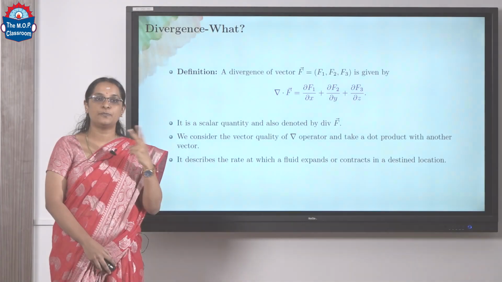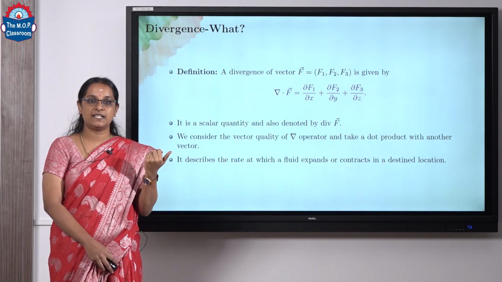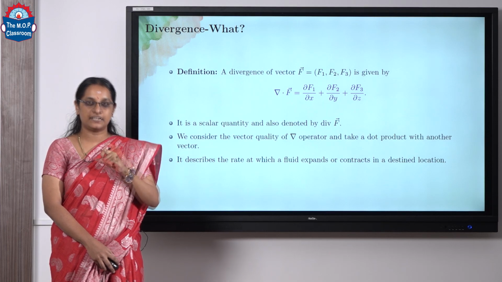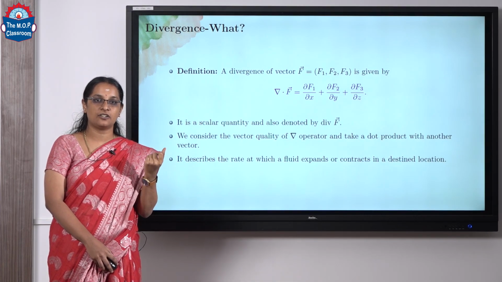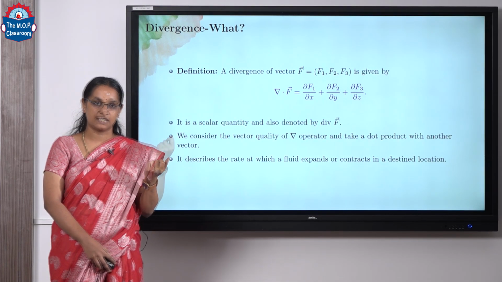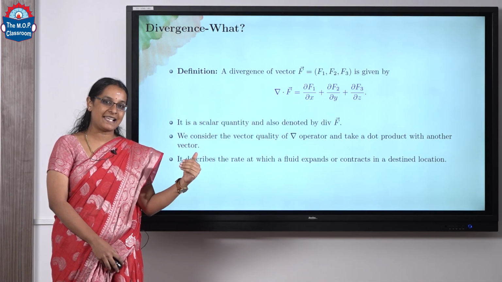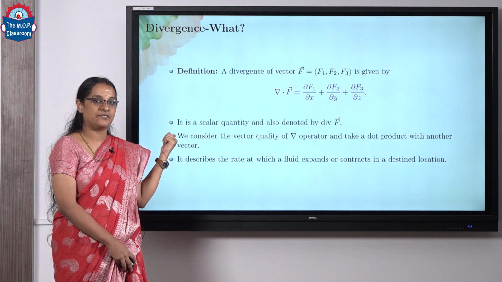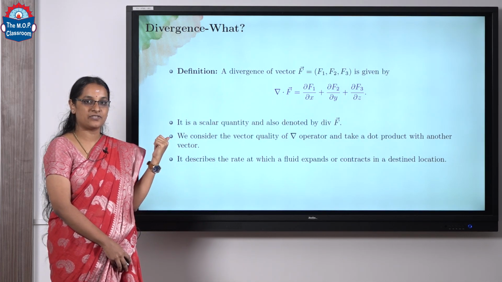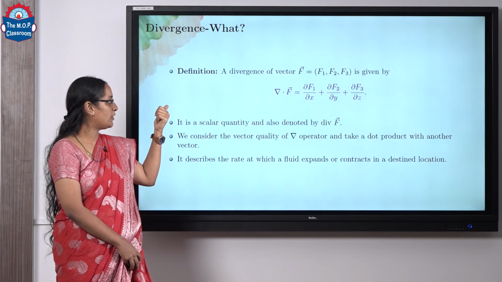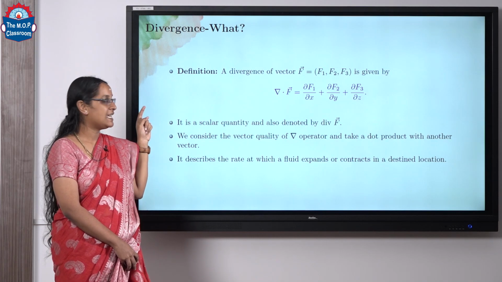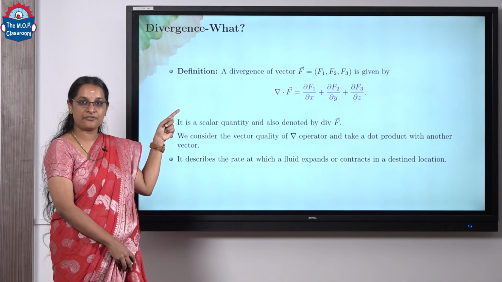We know there are two products, vector products, dependent on the action of the nabla on the force vector or the vector field that we are considering. So once we take a dot product, that is when we consider the parallel axis, we get the divergence. The divergence of a scalar point function or the vector point function is given by del dot F, which is given here.